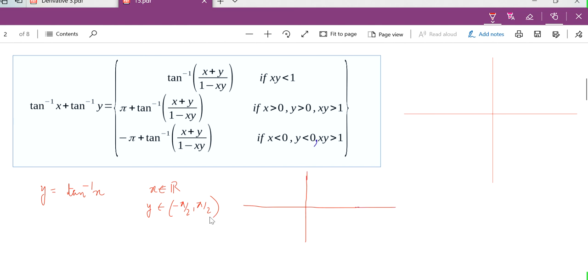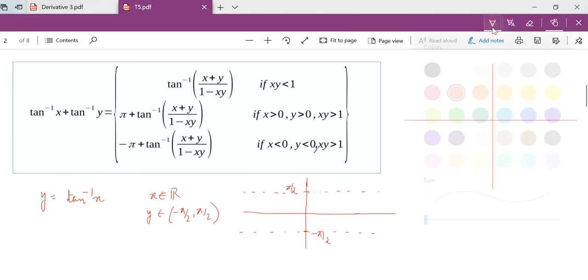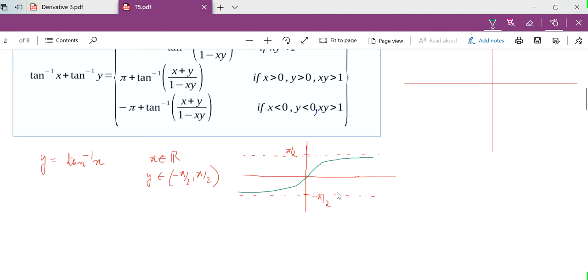And how does this function look? If this is your point pi by 2, here you have negative pi over 2, and here you have horizontal lines, these are asymptotes of the function, then your function looks like this, right?